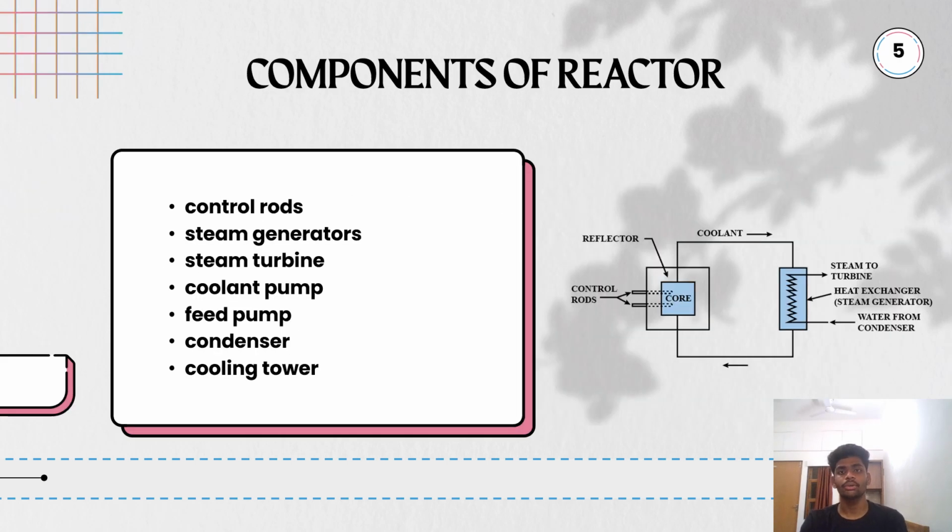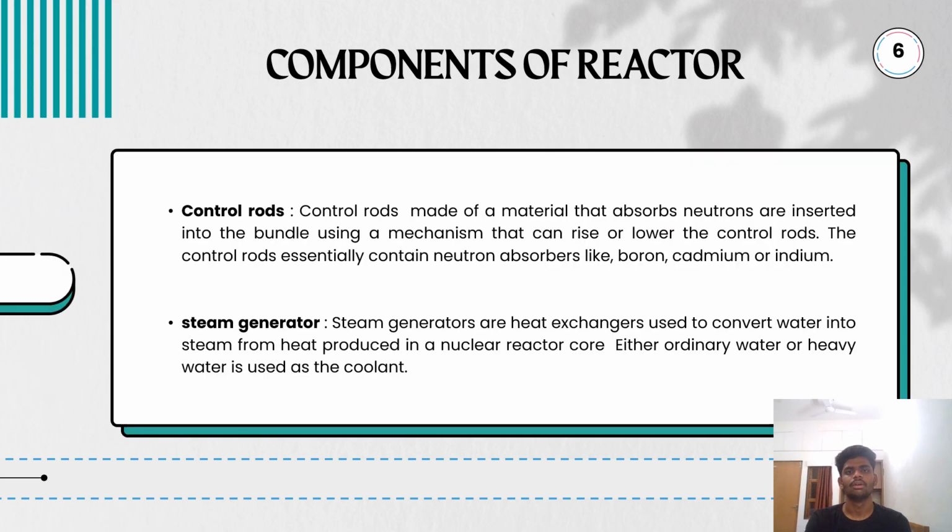Now, these are the components of the reactor. The first component is control rods, then steam generator, steam turbine, coolant pump, feed pump, condenser, and cooling tower. Here the diagram represents the components of the reactor. The first component is known as control rods. Control rods are made of material that absorbs neutrons, and are inserted into the bundle using a mechanism that can raise or lower the control rods. The control rods essentially contain neutron absorbers like boron, cadmium, or indium.